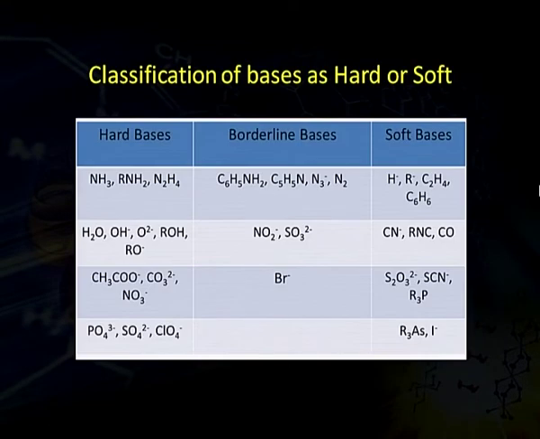Similarly, we have hard and soft acids and bases. Acids I have already classified and shown you the classification. Here is the classification of bases. We have hard bases, borderline bases and soft bases. In hard bases, we have ammonia, primary amine, hydrazine. In soft bases, we have hydride ion, R minus ion, C2H4, C6H6 and many more examples as I have shown in this table. All these are examples of bases which are classified as hard, soft or borderline bases.